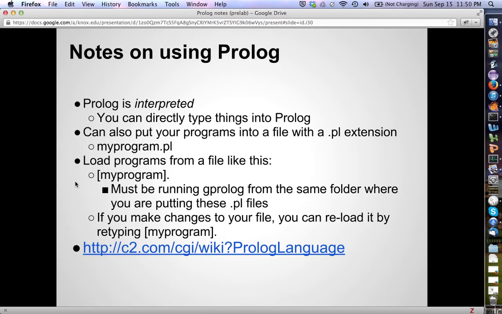And note that if you make changes to your file, it does not automatically reload them into the rule database. You actually have to sort of retype this or use the up arrow to get to it. Here's a link to some more information about the Prolog language. It's sort of a wiki of sorts. It's actually kind of interesting.